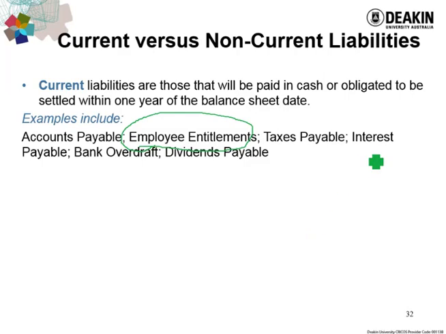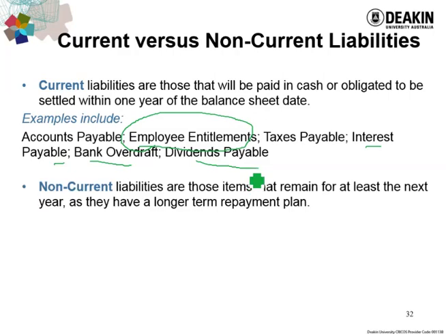And you also have interest payable, bank overdraft. And what is bank overdraft? Bank overdraft means the company withdraws money from a bank account and the available balance actually goes below zero. Means the available balance goes negative. And you may also have dividends payable. Once you declare dividend, you have an obligation to pay the dividend.